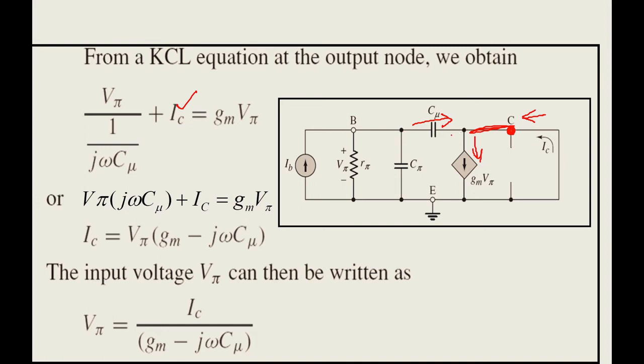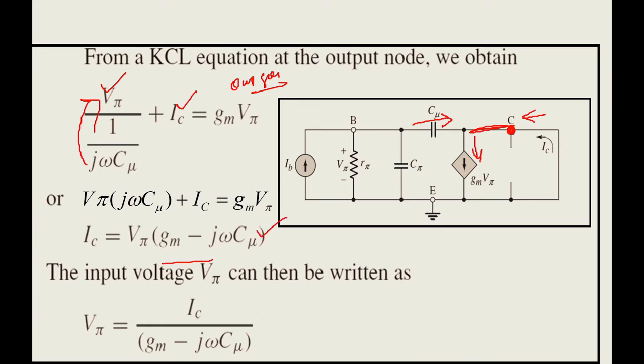So when you write with respect to output terminal C, how do you write? That is V pi divided by 1 divided by j omega C mu, which is the output terminal gm V pi. Both of these are incoming, and this is an outgoing current, the dependent source. Now if you rewrite, what will you get? V pi into j omega C mu plus IC equals gm V pi. So now you rewrite the equation: IC equals V pi, you take it outside, gm minus j omega C mu.